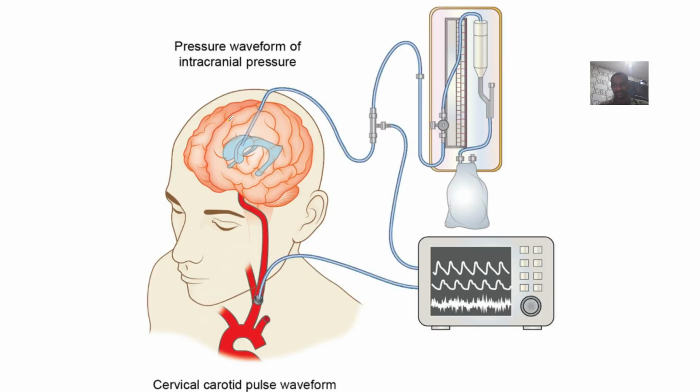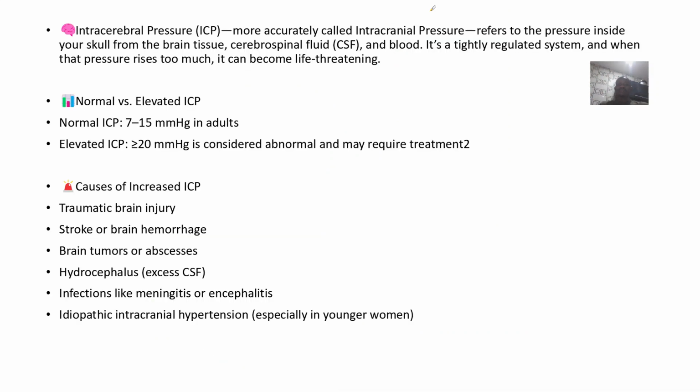intracranial pressure. It just happens to do with the pressure that is inside the skull. That's where the brain is. So it refers to the pressure inside your skull from the brain tissue, cerebrospinal fluid and the blood.